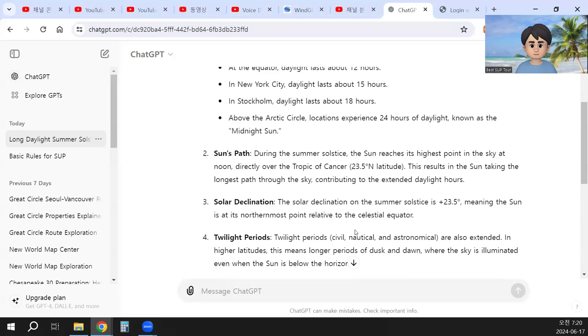Twilight period. The twilight hours are extended at higher latitudes. This means a longer period of dusk and dawn, where the sky is illuminated even when the sun is below the horizon. Between sunrise and sunset, the twilight period is also part of daytime.